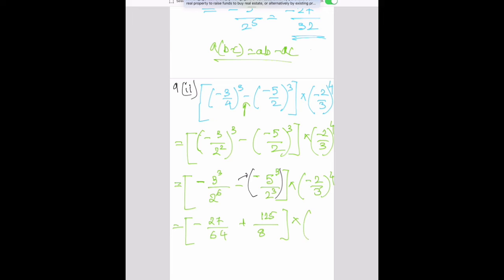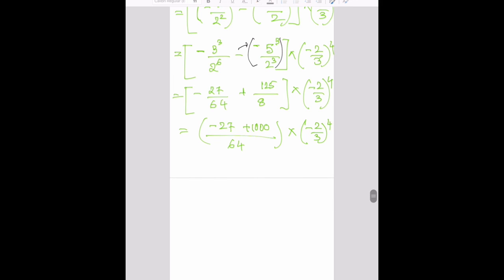We keep it as it is, because once we finish what's inside the bracket, then according to BODMAS we'll do that. So now let's do the LCM. 64 and 8, obviously it is 64. So this is 27 minus, and this is 8 into 125, which is 1000. Just plain LCM. Into minus 2 by 3 to the power 4.